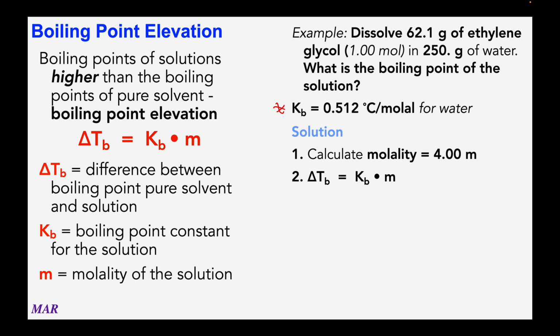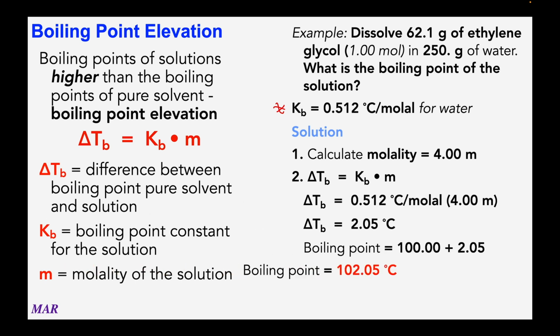Molality will be moles of solute over kilograms of solvent. So that's 1 mole of ethylene glycol divided by 0.250 kilograms, 4.00 molal. We calculated this earlier, no big deal, but just a good refresher. We need this value because delta T, the change in the boiling point temperature, equals that weird K constant times m. So when you calculate it, 0.512 times 4.00, delta T is 2.05 degrees Celsius. Water normally boils at exactly 100 degrees Celsius, and you add that delta T to it, so your solution will boil at 102.05 degrees Celsius. Again, higher than the boiling point of the pure solvent.